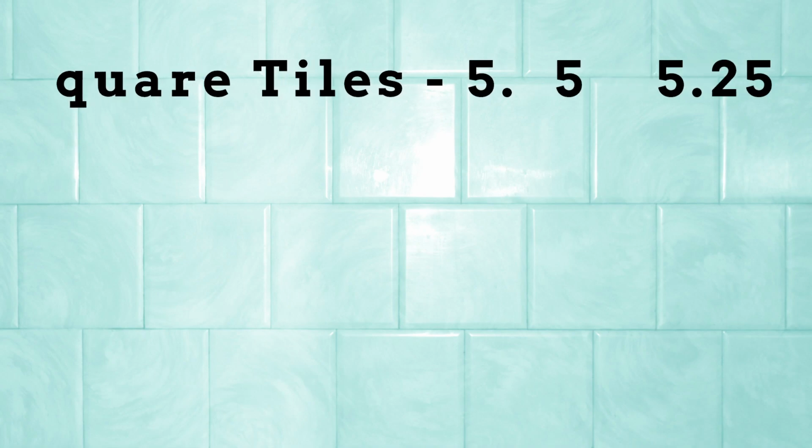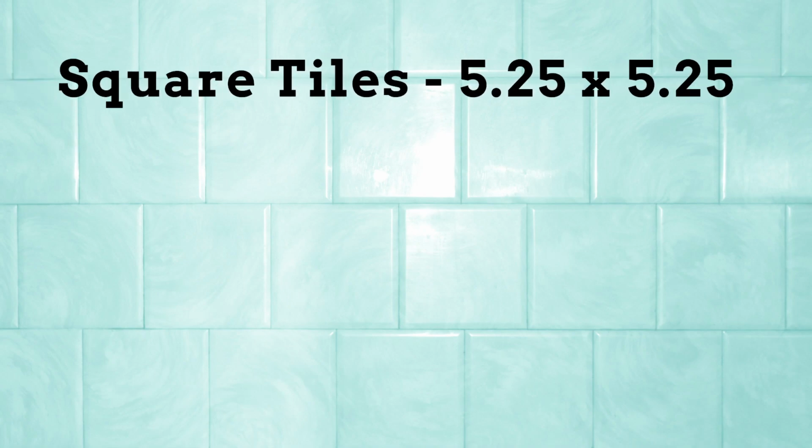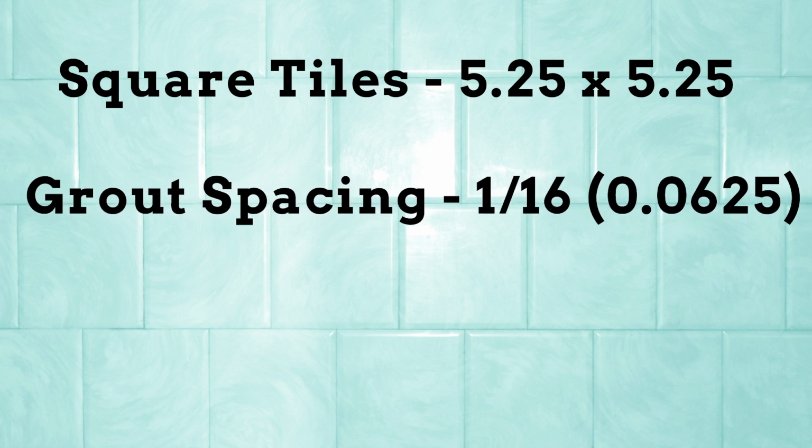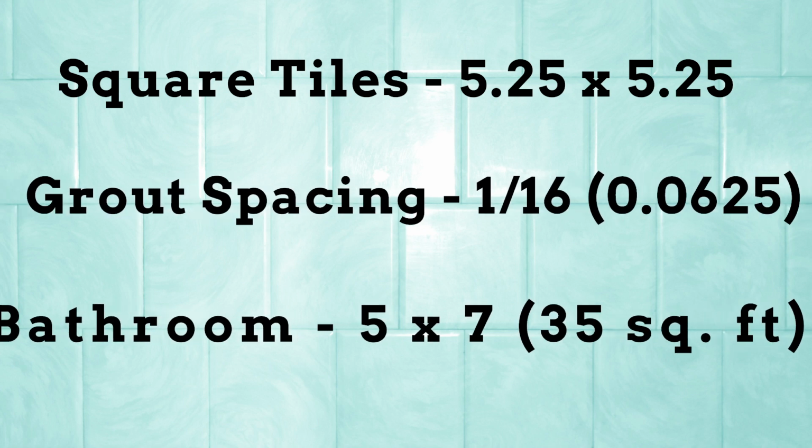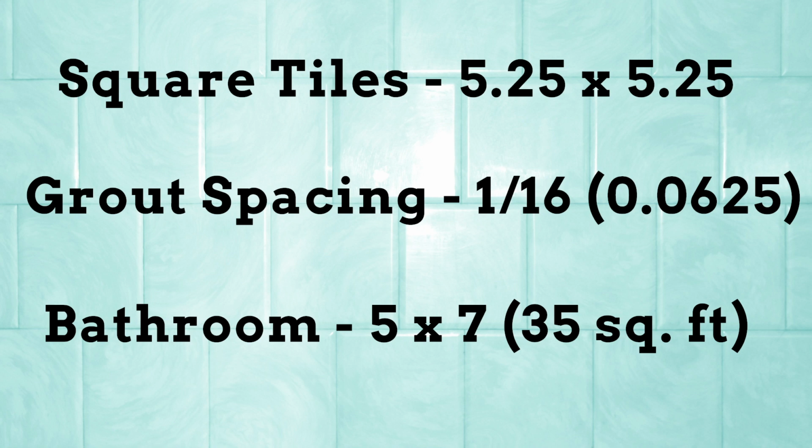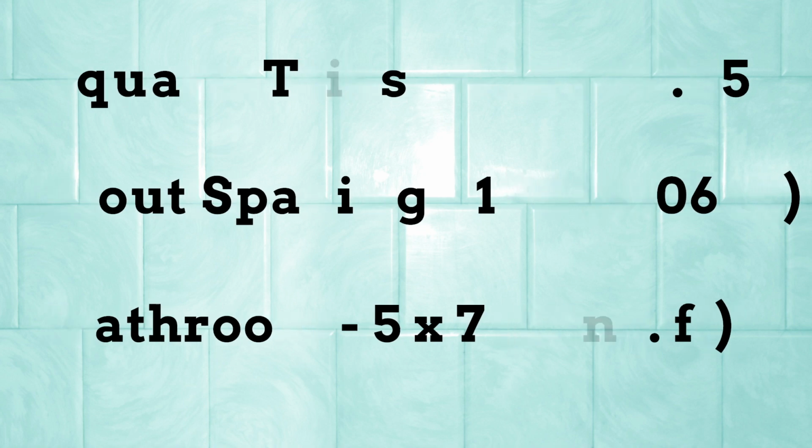Here's an example. You want to tile a bathroom with 5.25 by 5.25 inch square tiles with 1/16 of an inch grout spacing. All you know is that the bathroom is around 5 by 7 feet, or about 35 square feet. If you convert the 35 square feet to 1/16 of an inch and divide it by the surface area of your tiles plus grout spacing, that accuracy doesn't mean shit.